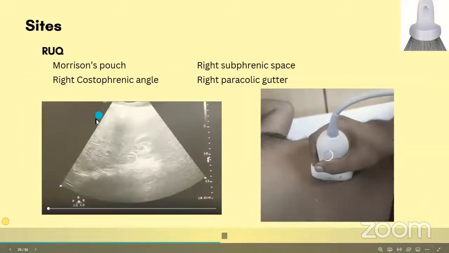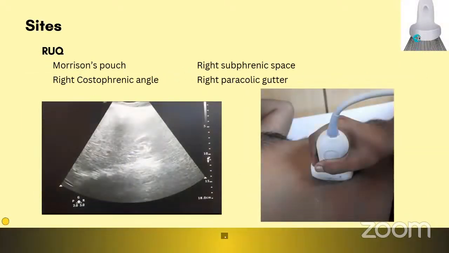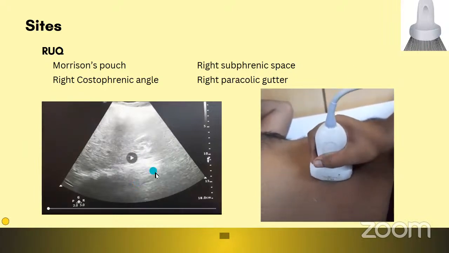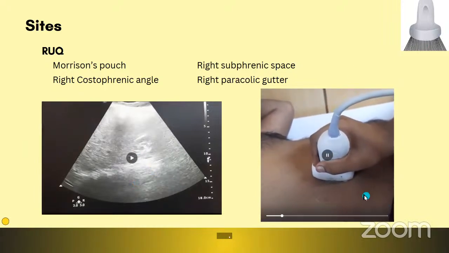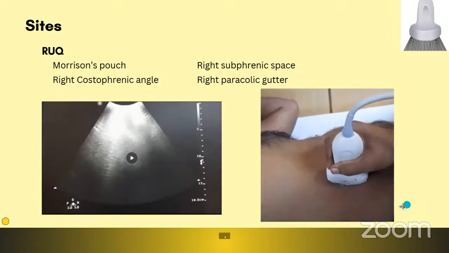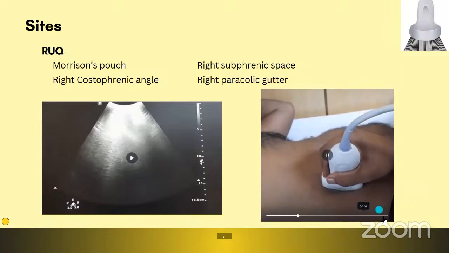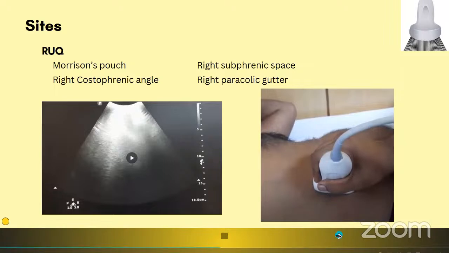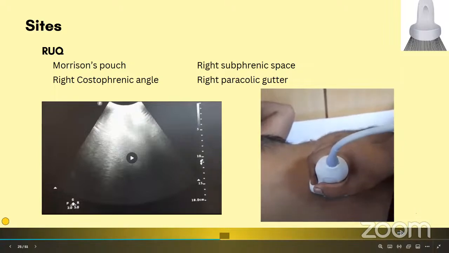Moving on to the other side, which is the right upper quadrant. Here we'll be using the curvilinear probe. You can see the probe movements. Now I'm sliding it, panning, etc., to appreciate the liver as well as the right kidney. You can see how I'm moving the probe.